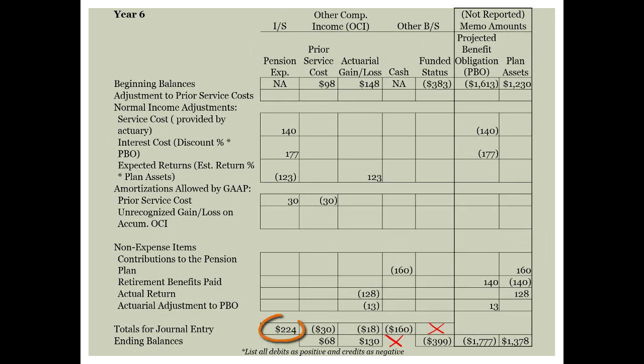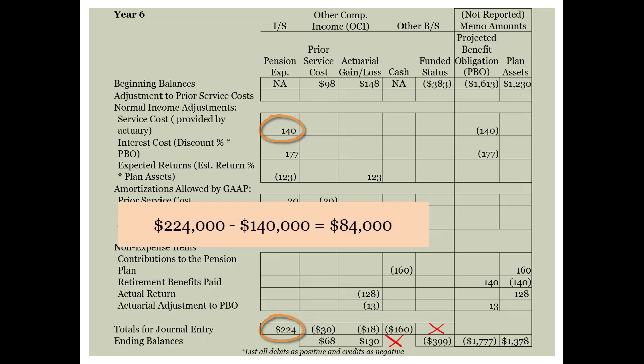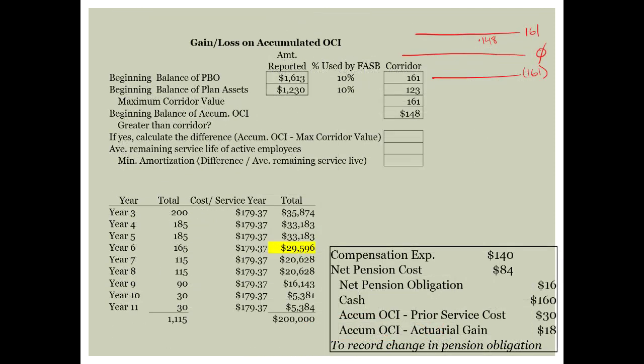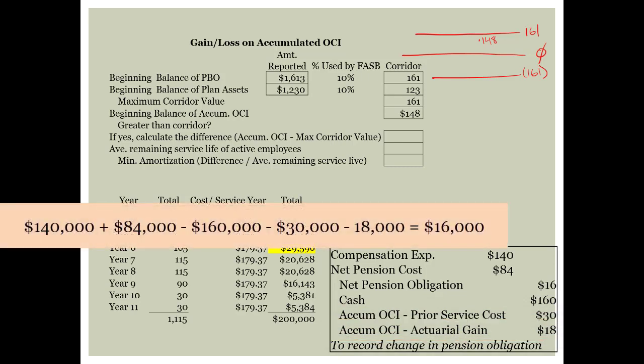We'll take that 224 and split it into 140 for compensation expense and 84 that will be our net pension cost, and then we can put in the rest of those numbers just as they appear. And that gives us this journal entry. We have our compensation expense and net pension cost. Then we've got cash credit for 160. We've got accumulated OCI prior service cost of 30. This time it's an actuarial gain because it's a credit of 18. And in order to make that balance, 140 plus the 84 minus 160 minus 30 minus 18. This time we need a credit to make it balance, so we put in a credit of 16,000.